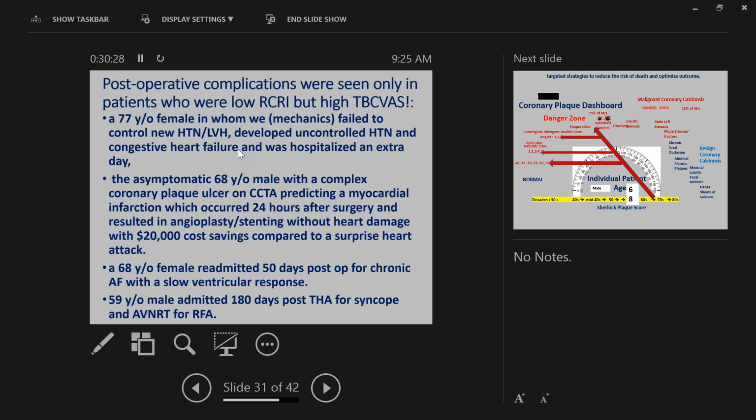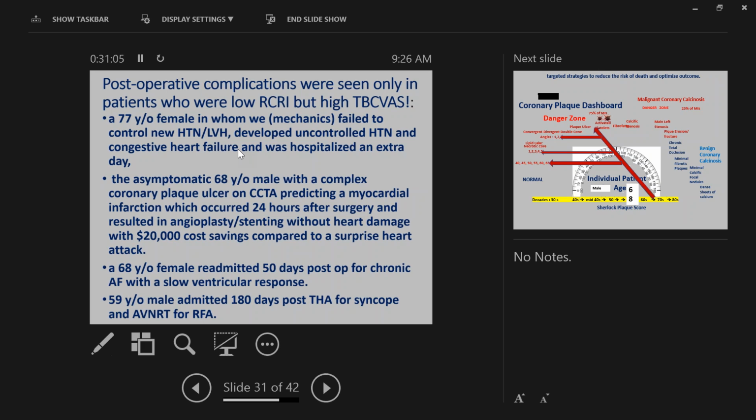And then the patient that we'll talk more about, which was the asymptomatic 68-year-old male with a complex coronary plaque, that predicted a myocardial infarction because it was a plaque ulcer. And because he was asymptomatic, we couldn't do stenting. But once he started having chest pain, we could stent him. And so he did have chest pain within 24 hours, was developing an acute coronary episode. And basically, we were able to rescue him because we knew it was going to happen. And so by knowing it's going to happen, we saved a lot of money. Half the cost, which was $20,000.